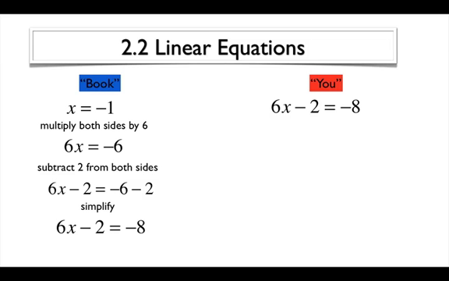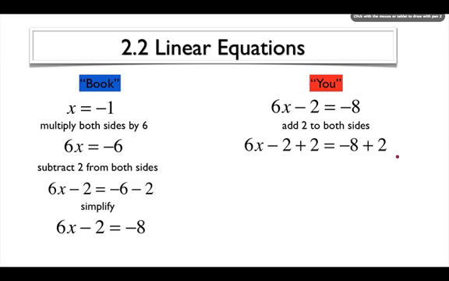So you look at this carefully, and you see that this is subtract 2. So what are you going to do to both sides? You're going to add 2 to both sides. Once you do that, this is what you get. Then simplify.